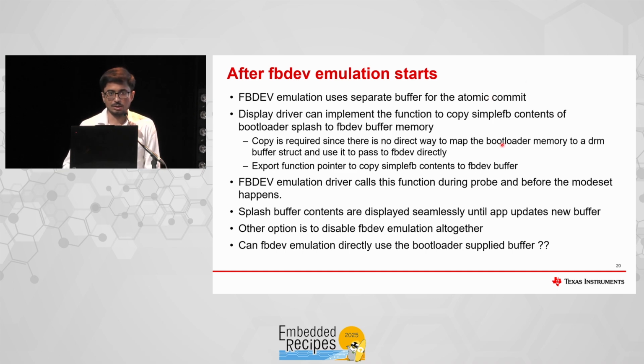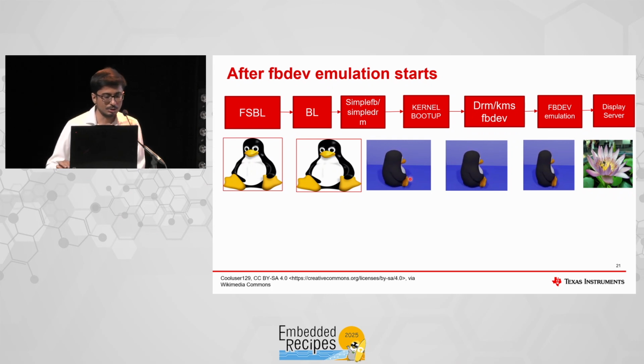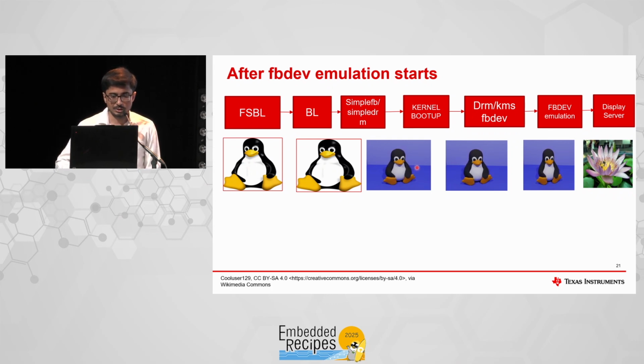This way, the FBDev emulation driver does a mode set with the bootloader buffer itself. So with this, we are able to preserve the bootloader buffer contents, and we are able to have a smooth transition. Alternatively, if the FBDev emulation is not required by the system or your product, then you can just disable the FBDev emulation also. So with this, we are able to achieve a smooth transition until the FBDev emulation and then to the display server.